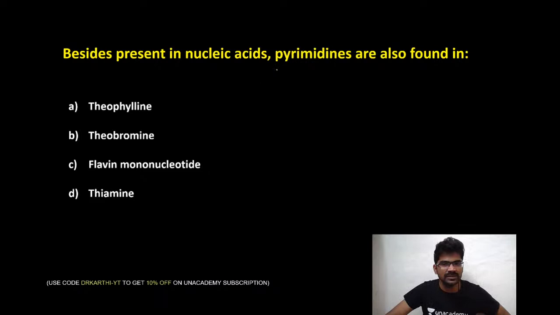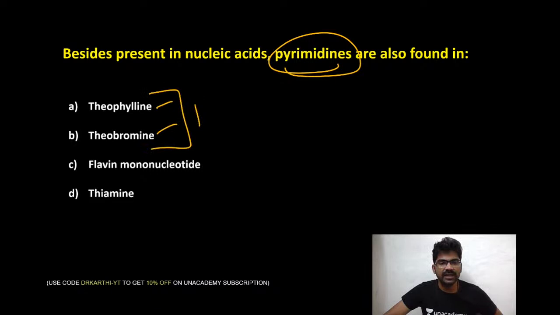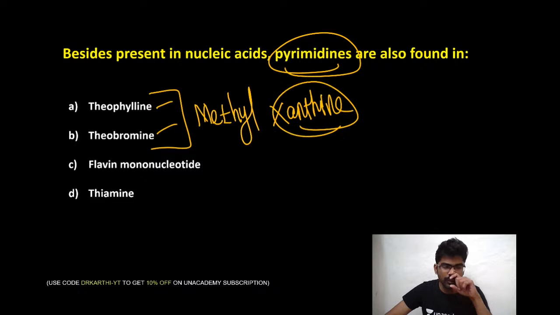Besides being present in nucleic acids, pyrimidines are also found in. Answer. Where do you find pyrimidine? See, theophylline, theobromine, what are these? These are methylxanthines. What are xanthines? Xanthines are purines, obviously. Flavin mononucleotide, what is that? It has adenine. Adenine is a purine.